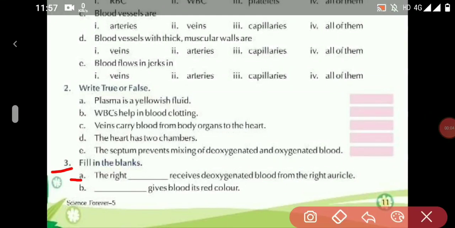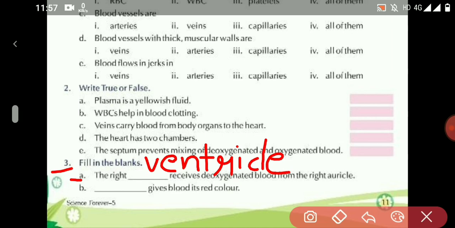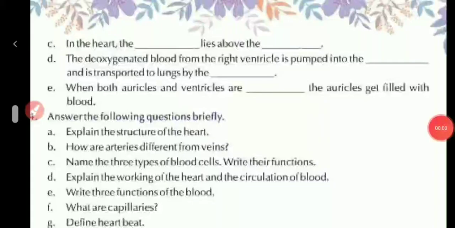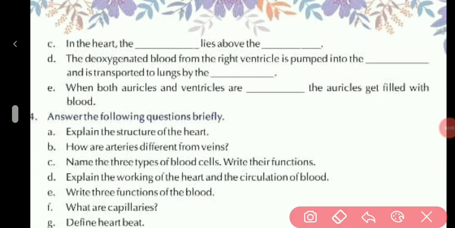A part, the right dash receives deoxygenated blood from the right auricle. So the answer is ventricle. VENTRICLE. B part, dash gives blood its red color. So what is the substance name? Hemoglobin. HAEMOGLOBIN. Write their answers. C part, in the heart, the dash lies above the dash. So the answer is auricle.